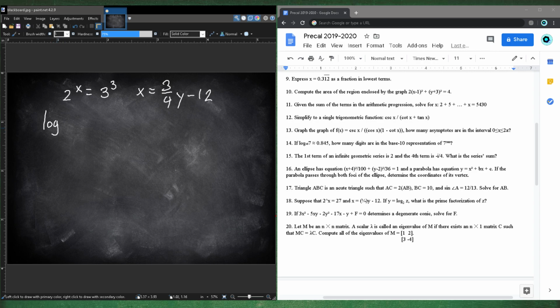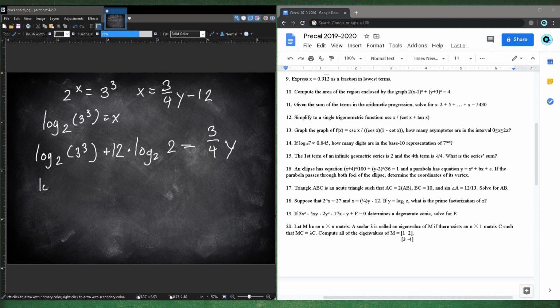So log 2 of whatever this number is, so in the parentheses, 3 to the power 3 is equal to x. Okay, now let's plug that into here. So log 2 of 3 to the power 3, and then move the negative to the other side so it becomes the positive 12, right? And since we want this to have the same log, log 2, we're going to write this as log 2 of 2, because log 2 of 2 is just 1. So 1 times 12 is just 12, so it does nothing. And then we have 3/4 y.